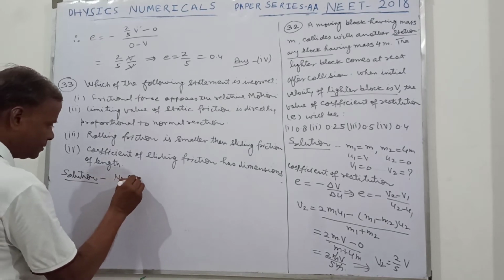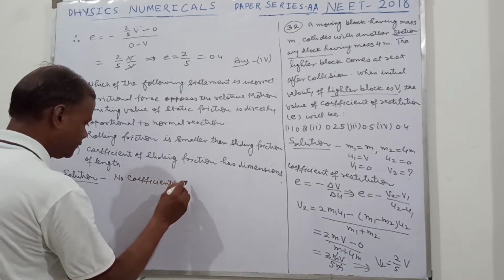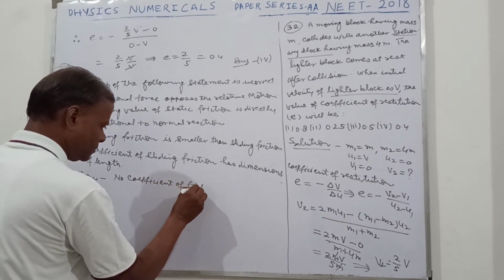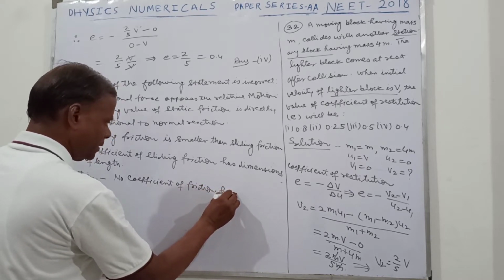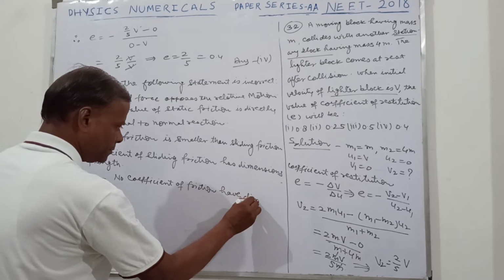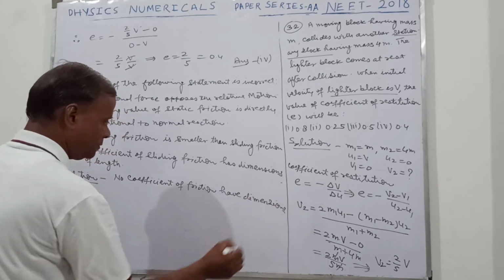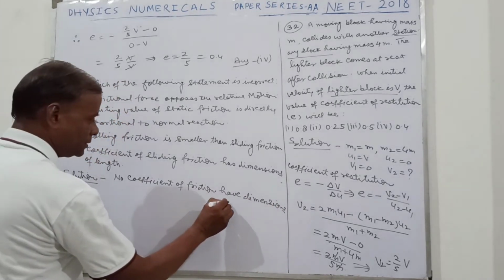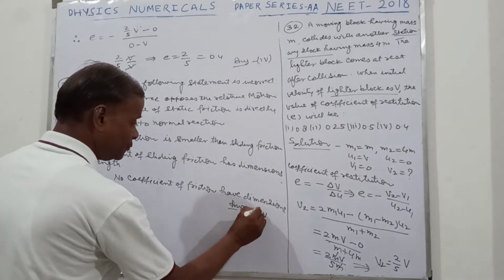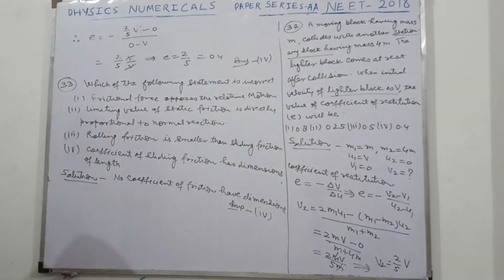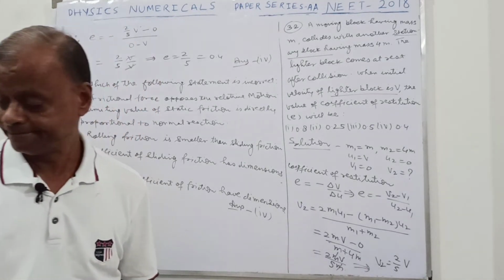No coefficient of friction has dimensions. So our right answer is the fourth one. This is a theoretical question and directly depends upon the laws of friction.